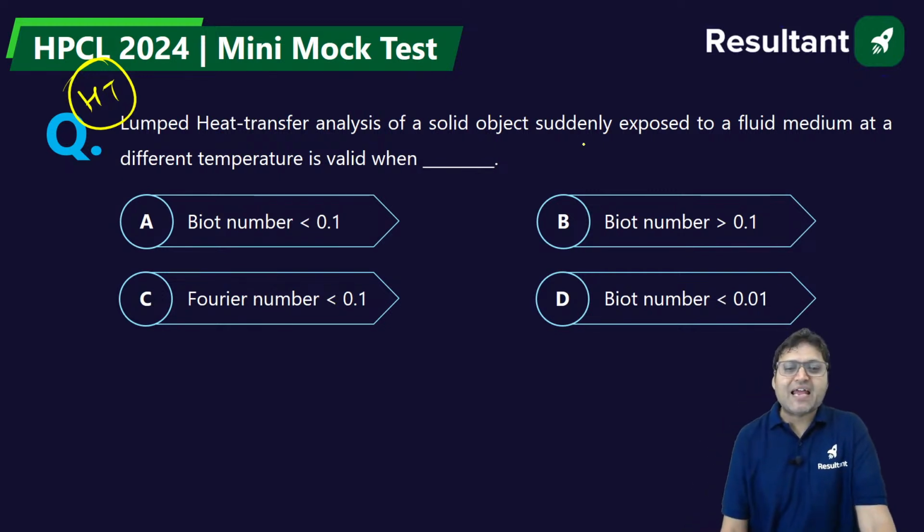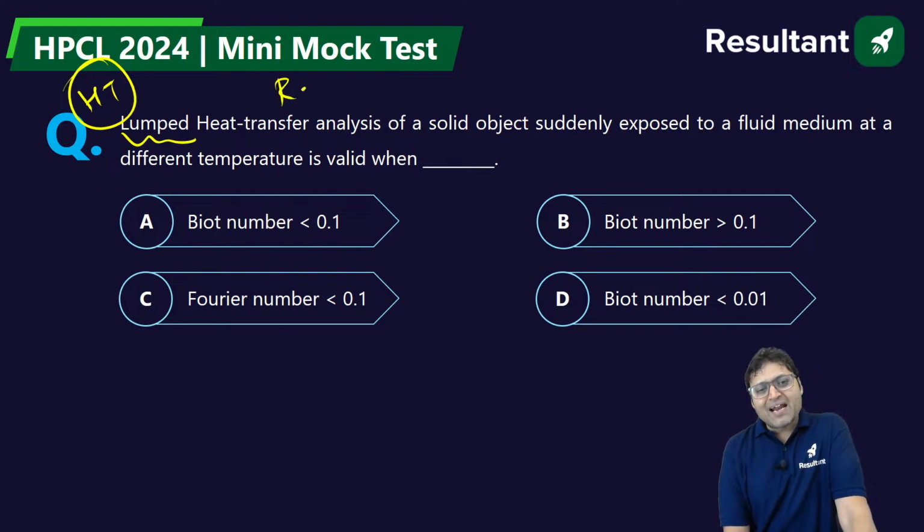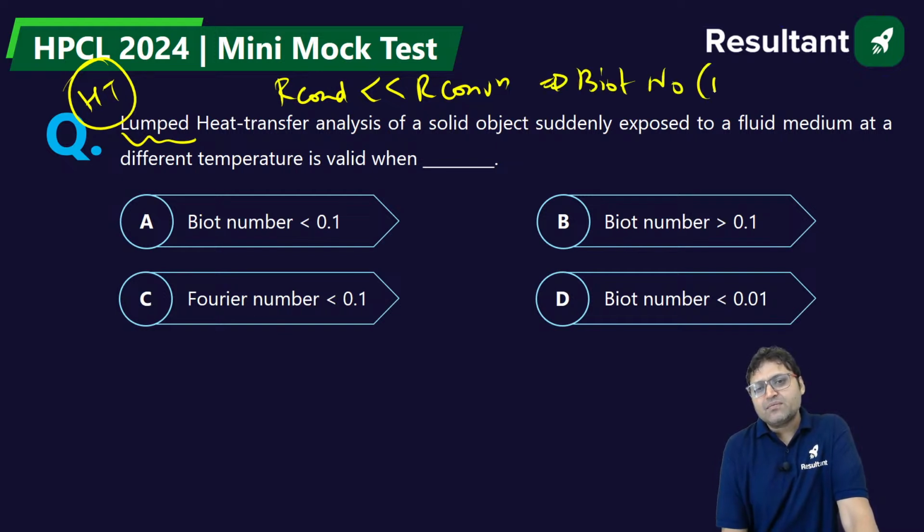Lumped heat transfer analysis of a solid object suddenly exposed to a fluid medium at a different temperature is valid when the thermal resistance due to conduction is very, very small compared to the convective resistance. The ratio is called the Biot number. The Biot number is the ratio of conductive resistance to convective resistance, and it should be less than 0.1.